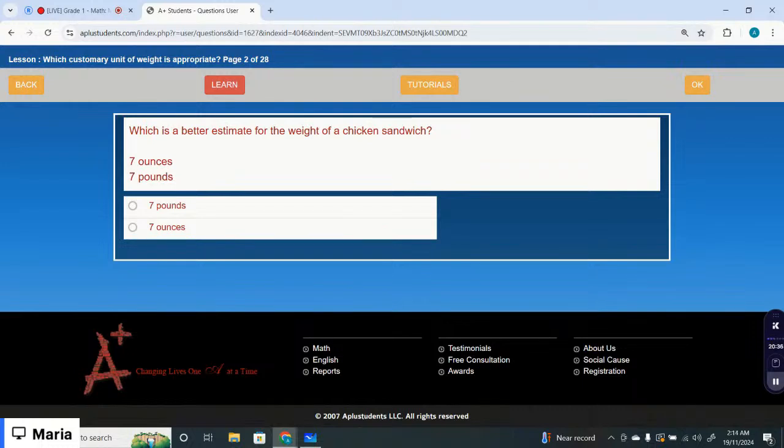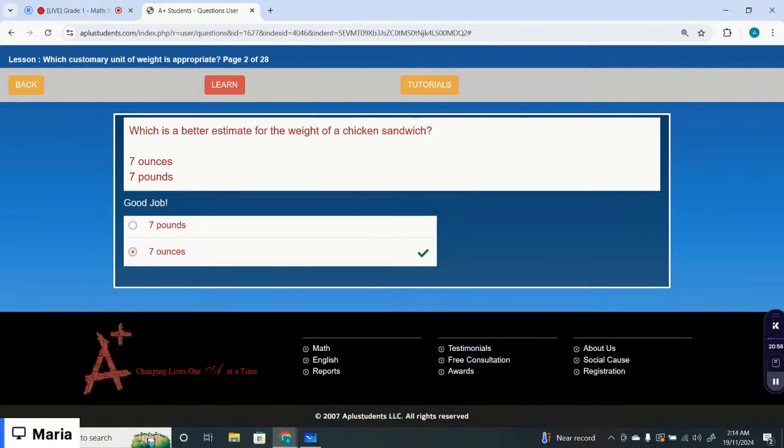Which is a better estimate for the weight of a chicken sandwich? 7 ounces, 7 pounds. That is the weight of the chicken sandwich, right? So that must be 7 ounces. 7 pounds is too much for the weight of the sandwich, right? Very good.